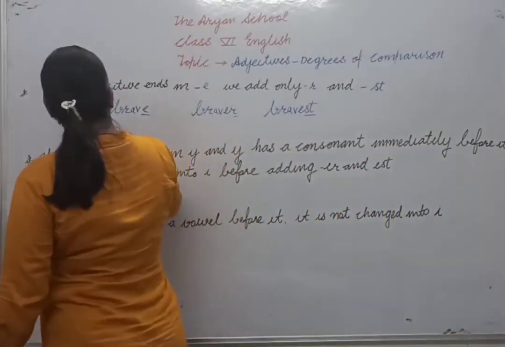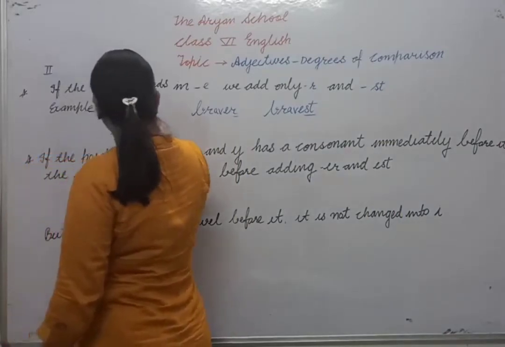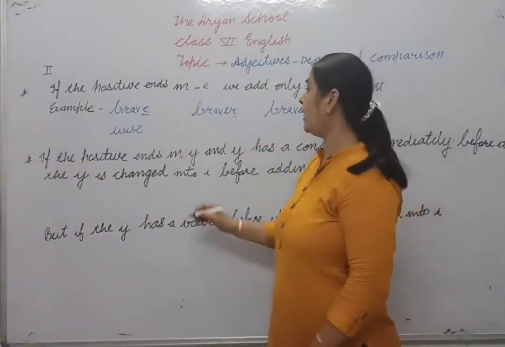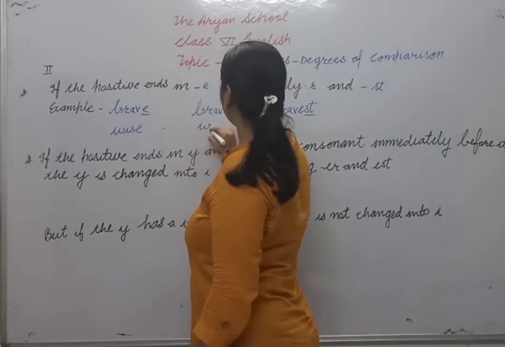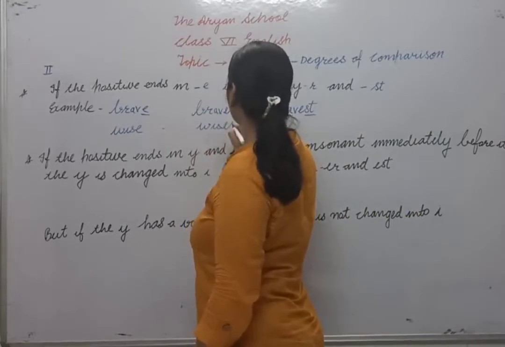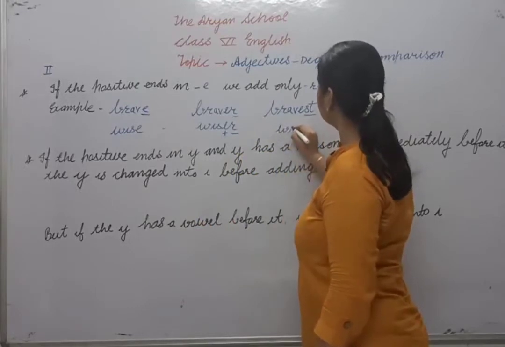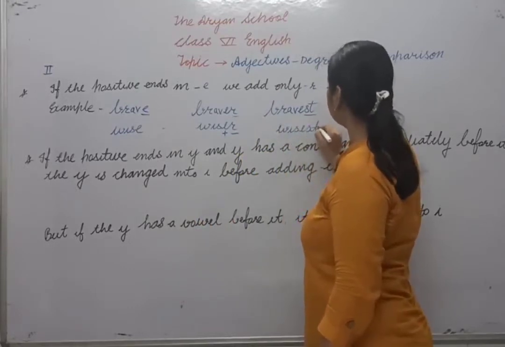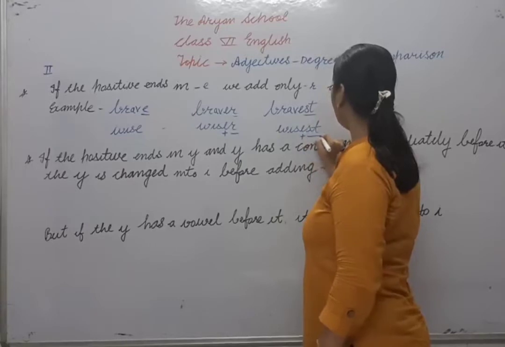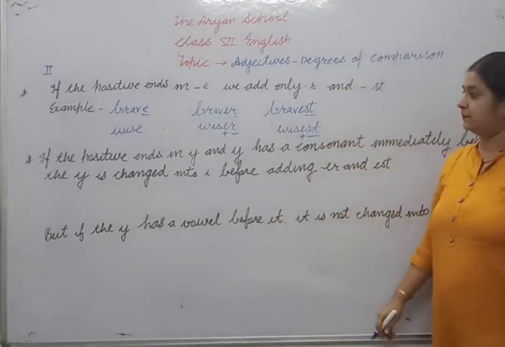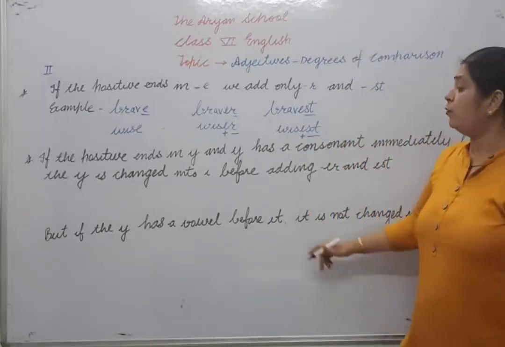For another example, you can say wise, W-I-S-E, wise. Here the comparative degree will be wiser. I am adding only R, and wisest, W-I-S-E-S-T. Here I have added only ST. Clear? Now move to the next one.